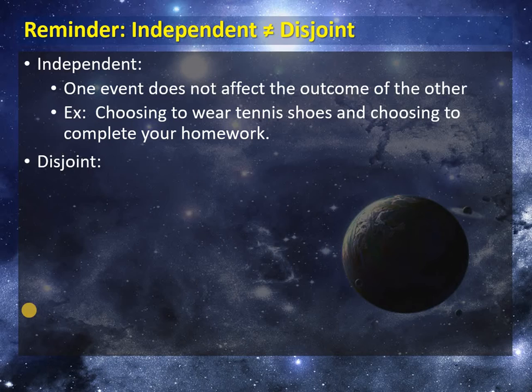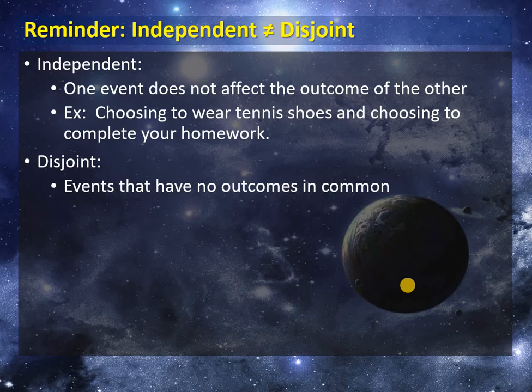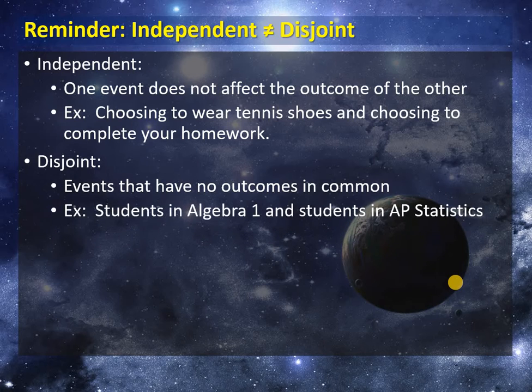Okay? Whereas disjoint. Give me another word for disjoint. Mutually exclusive. Both of those phrases mean what? Can't happen at the same time. So for disjoint, that's where they cannot happen at the same time. You cannot be in Algebra 1 and AP Statistics at the same time.